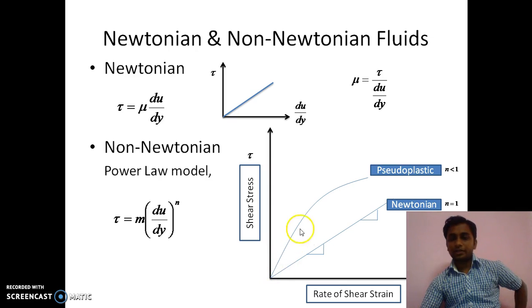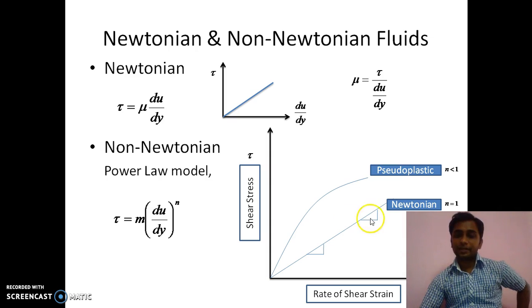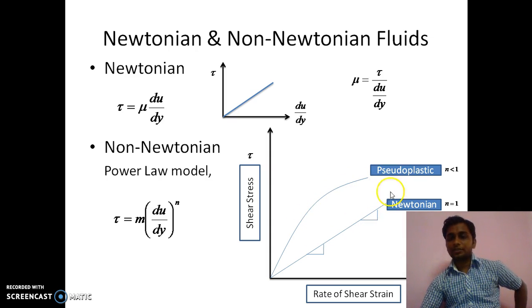Now this non-linear relationship, it is for n less than 1. It is clear from this curve that as the rate of shear strain is increasing, the slope is continuously going on decreasing. It means that the slope mu is continuously decreasing. So with an increase in rate of shear strain, the viscosity will decrease for this type of fluid, and this type of fluid is known as pseudoplastic fluids.